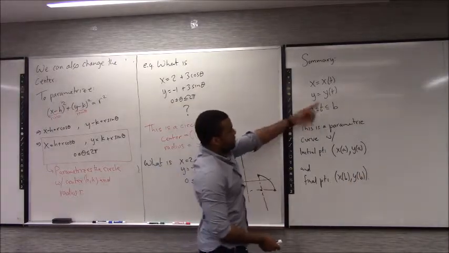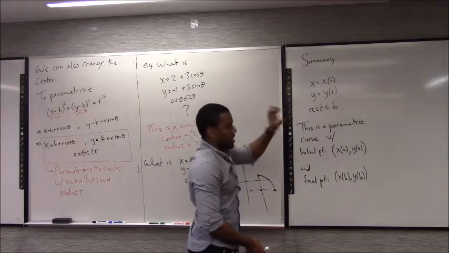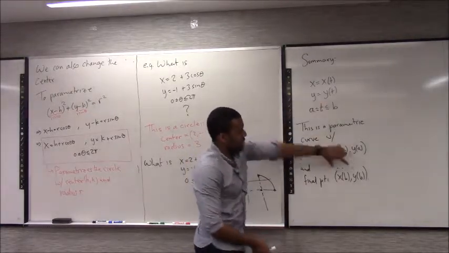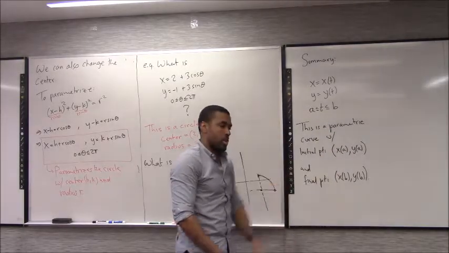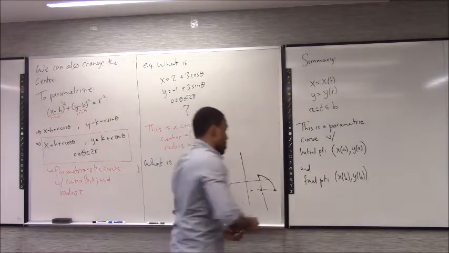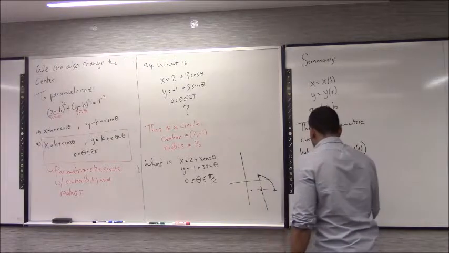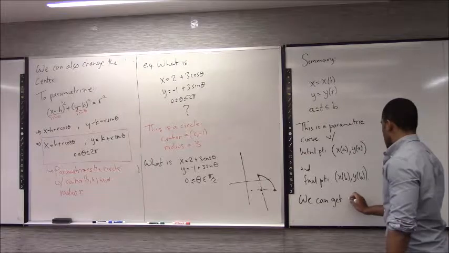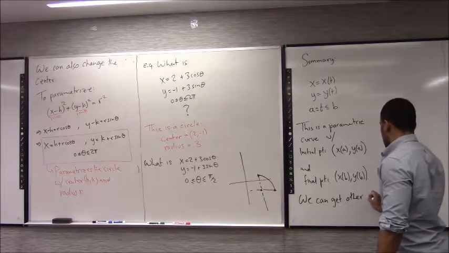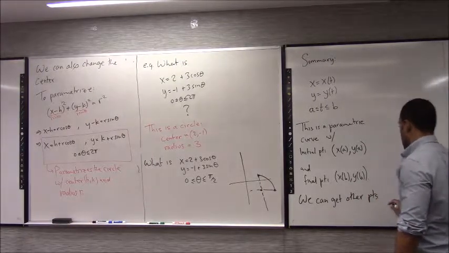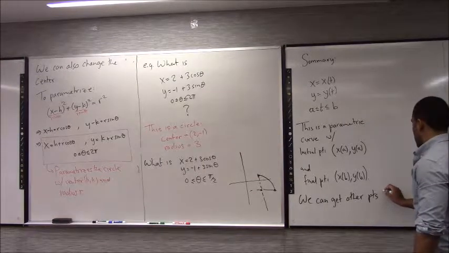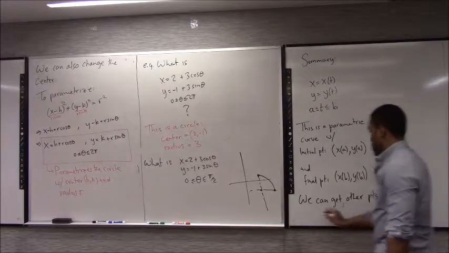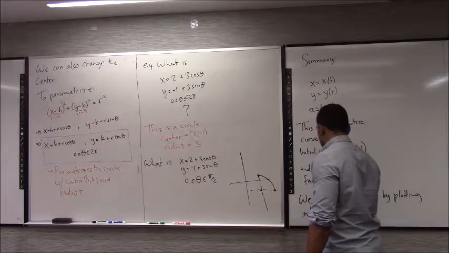So I can plug in the first t value into this pair, I get a coordinate, I can plot that. Plug in the last t value into this pair, I get another coordinate, I can plot that. That will be your first and last point. And by the way, we can get other points by plotting intermediate t values.